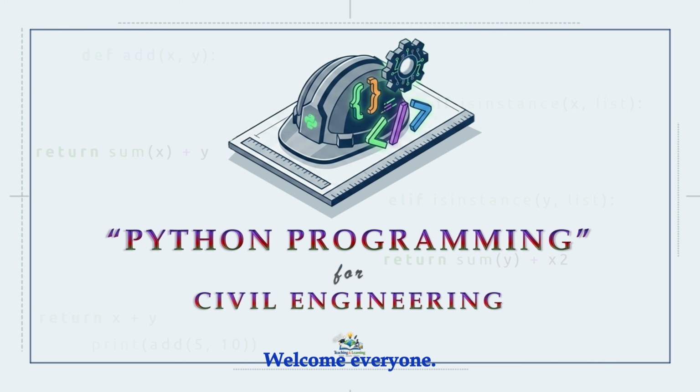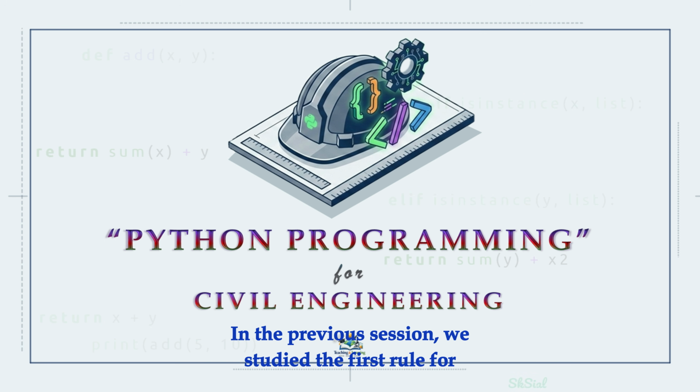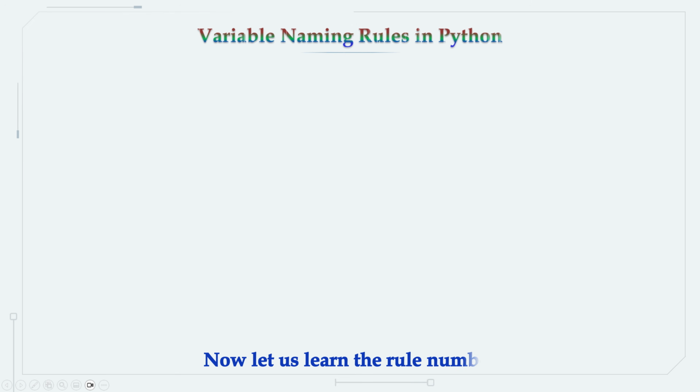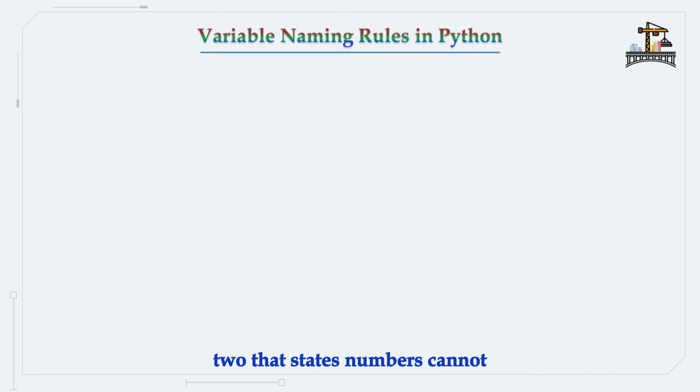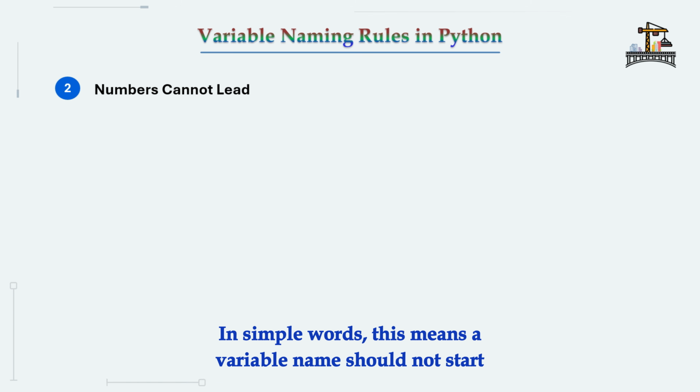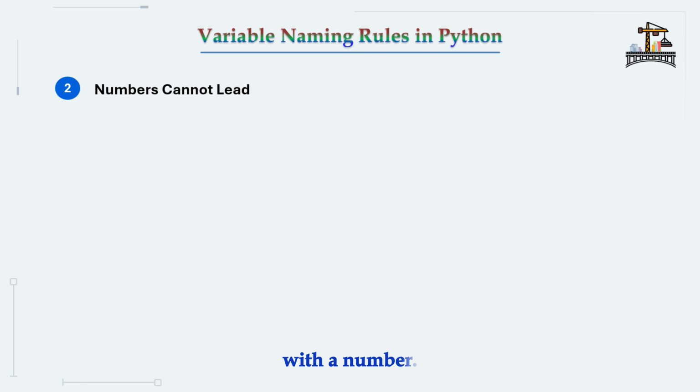Welcome everyone. In the previous session, we studied the first rule for variable naming in Python. We studied that variable names must start with a letter or an underscore. Now let us learn rule number 2 that states numbers cannot lead. In simple words, this means a variable name should not start with a number.